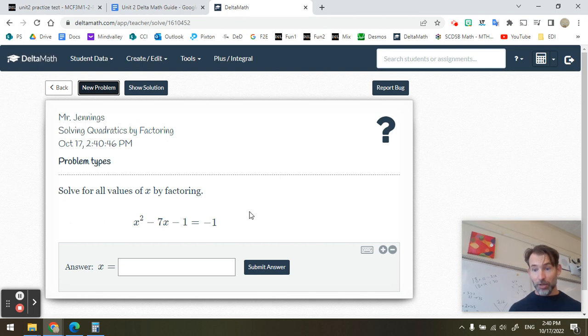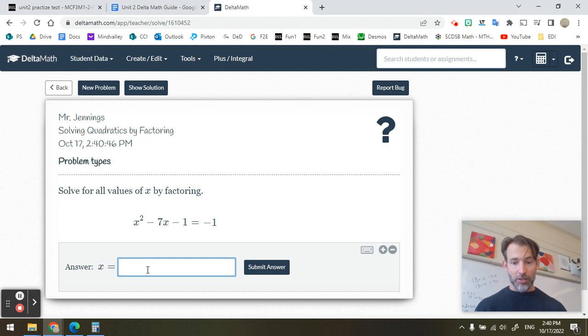Okay, so this one, we're going to add 1 to both sides, and we're going to get x squared minus 7x is equal to 0. So x could be 0, or x could be 7.